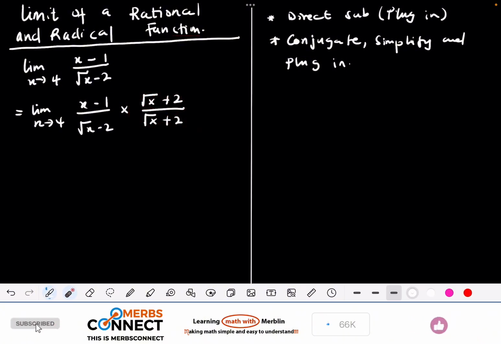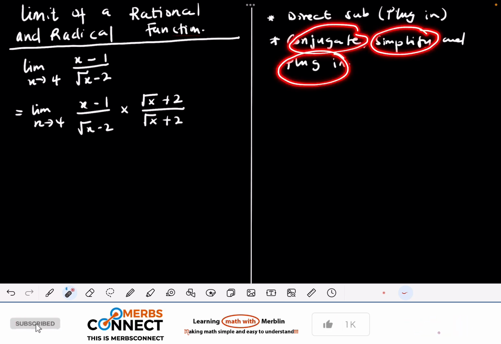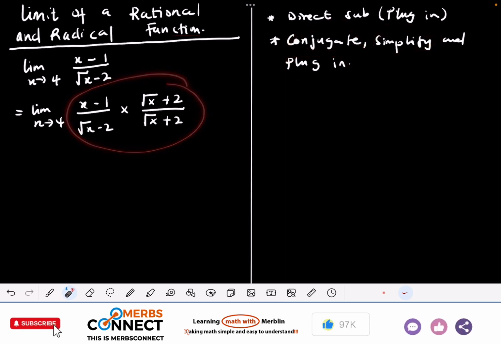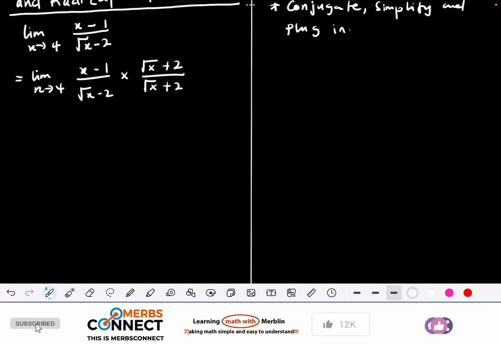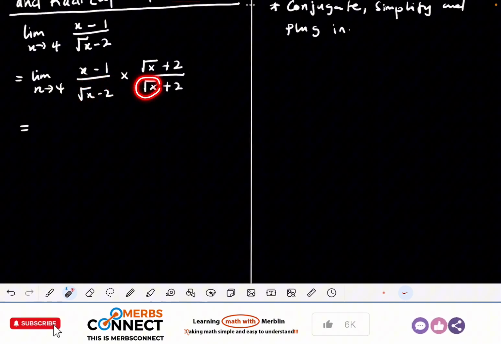So now, since we are done finding the conjugate, we need to simplify before we plug in. So now let's simplify this function before you plug in. And what is the technique here? The technique is that anytime I find a conjugate and I want to simplify, you see, the one here has a radical, that is the root. This one too has a radical, which is the root.